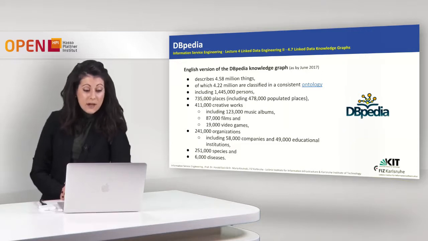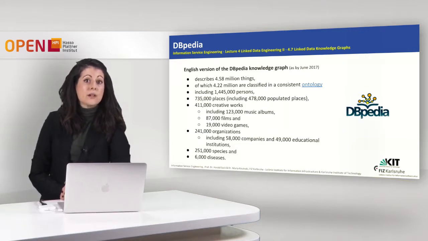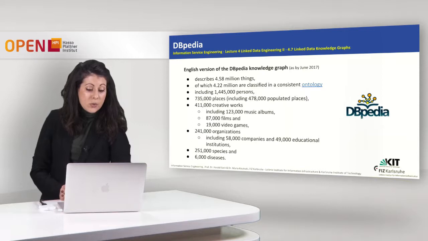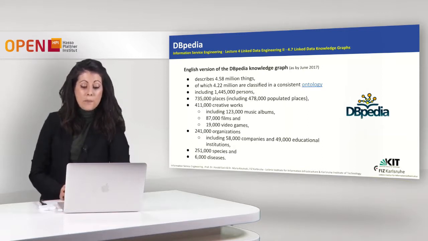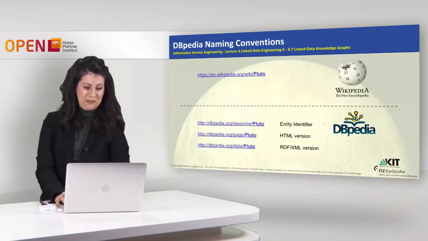735,000 places, 411,000 creative works, including 1,023 music albums, 87,000 films, and 19,000 video games. It also contains 241 organizations, including 58,000 companies and 49,000 educational institutes. Also, it contains 251 species and 6,000 diseases, so lots of data which we are able to use, and we are very happy for that.